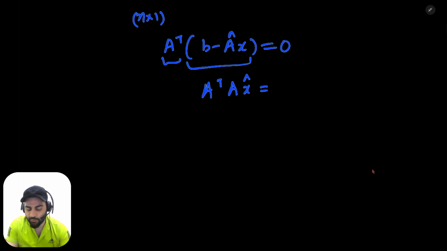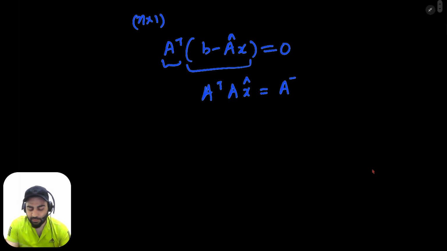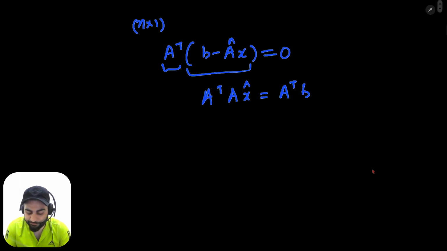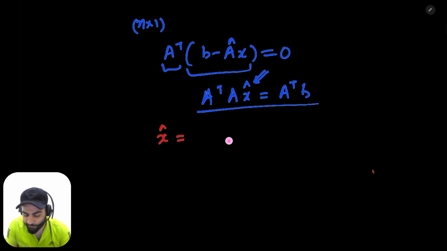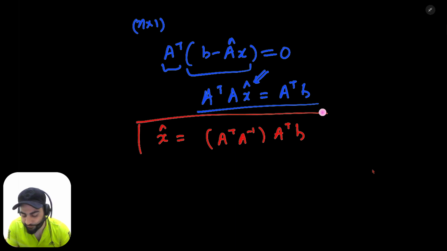A transpose A x is equal to A transpose B. This is the result that we achieved. Then we said if we want to find this x, what should we do? We should apply (A transpose A) inverse on both sides. That will give us x is equal to (A transpose A) inverse A transpose B. So this is the value of x.